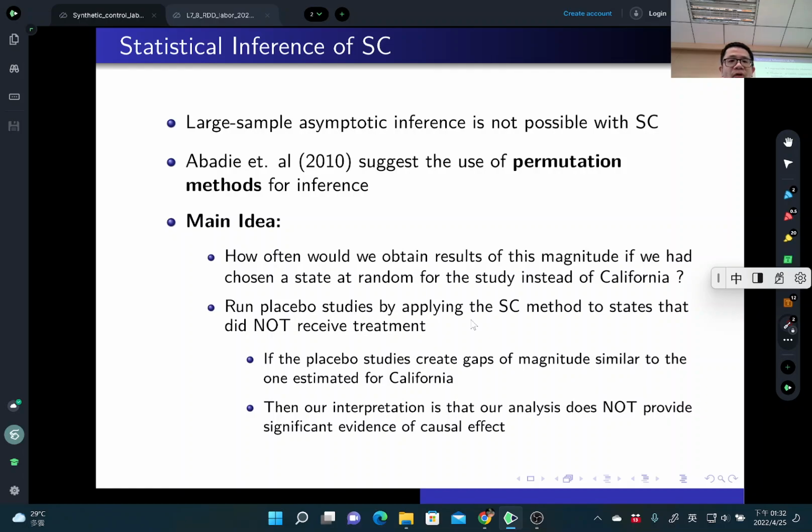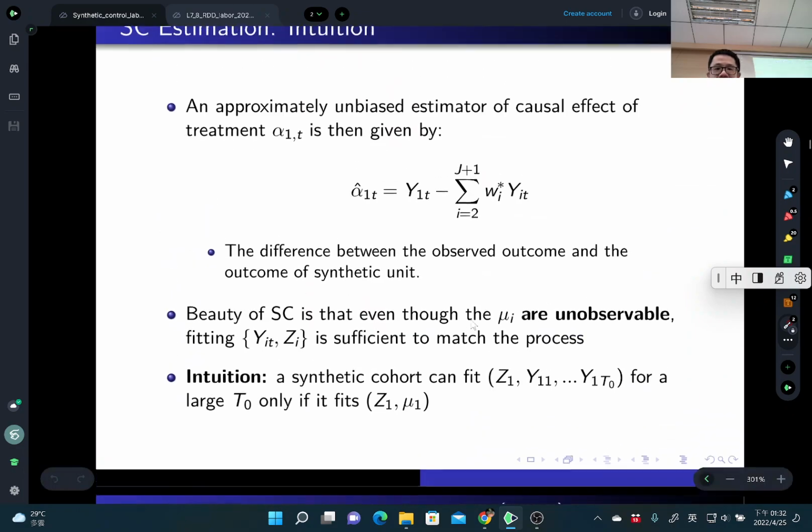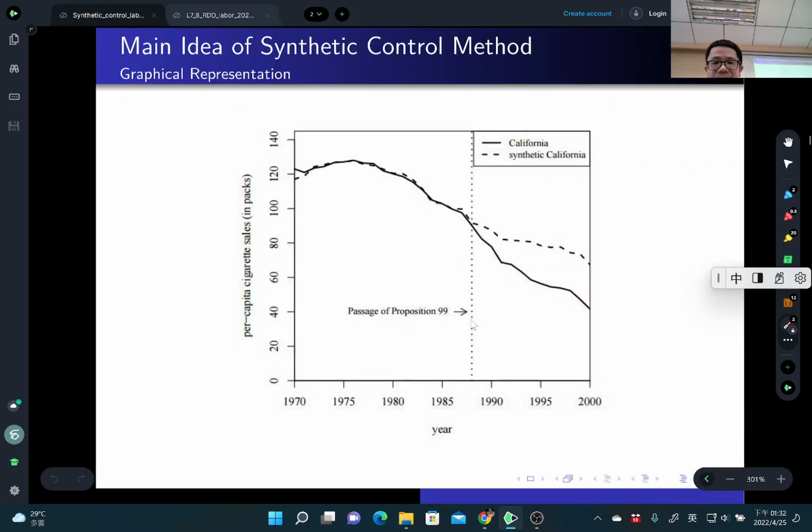But for the synthetic control method, until now no one really knows the formal statistical inference, the formal hypothesis testing. The problem is we don't know the distribution of this point estimate, the synthetic control estimate. No one knows its asymptotic distribution. Statisticians and econometricians haven't derived the formula for this point estimate, so we don't know its standard error.